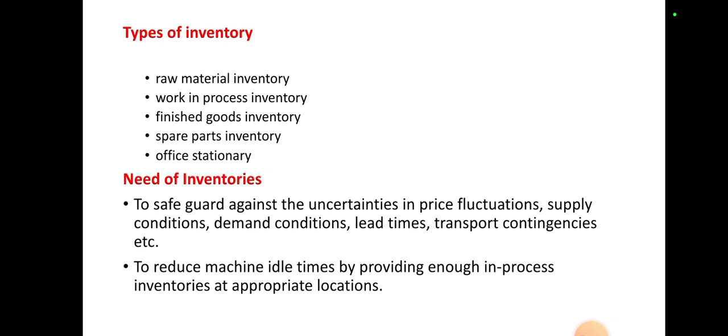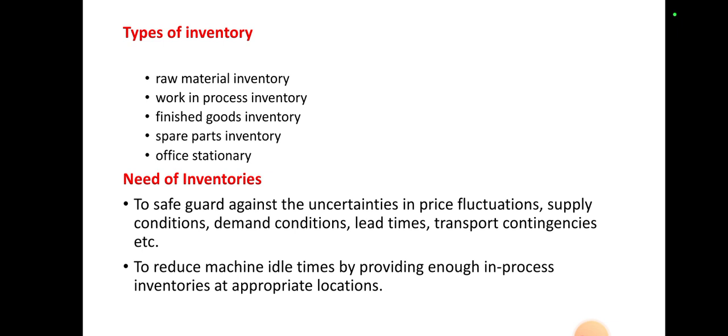Then we can study the types of inventory. Raw material inventory, second, work in process inventory, third, finished goods inventory, then spare parts inventory, then office stationery items. Then, the need for inventories: why is inventory required, why is stock required?